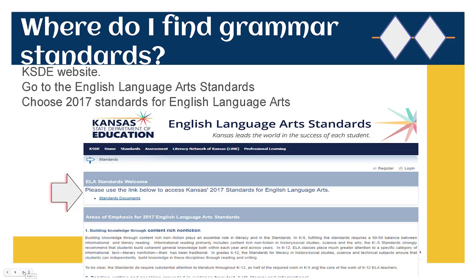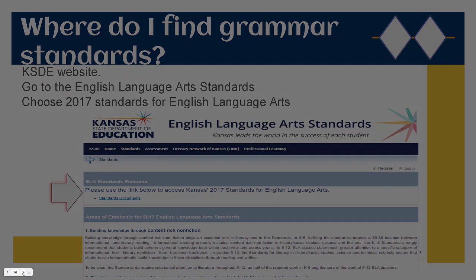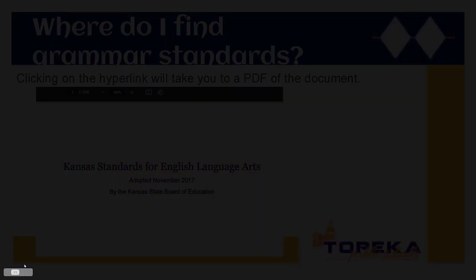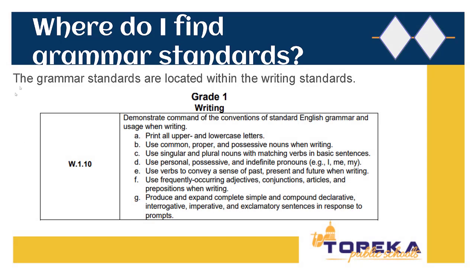But should you not have that booklet, this will show you how you can also get to those from the KSDE website. And once in that document, it's going to take you to a hyperdoc link to a PDF of the document. And it says Kansas Standards for English Language Arts. And this will take you to all of the standards for your grade level. And what you're going to be looking for are the grammar standards within the writing standard.